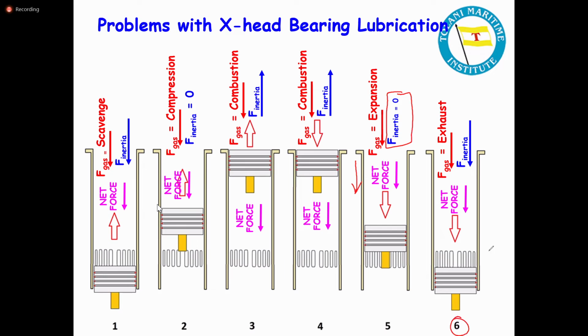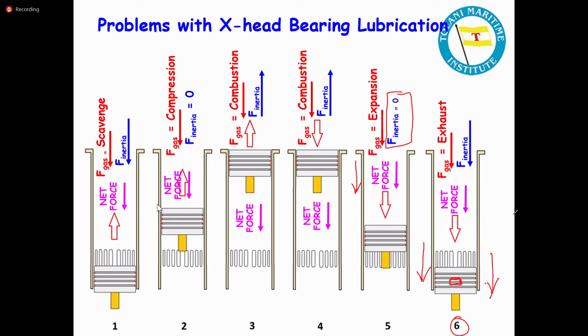Point number 6. The piston has almost reached the BDC. It is decelerating. Because it is decelerating, the inertia force is acting in downward direction. The exhaust gas forces and the scavenge air force that is acting in downward direction, giving you a net downward acting force. Though at this point of time, the force magnitude will not be very high. So this is the only time when you have the oil flow in sufficient quantity in the bearing, but still the forces are in downward direction.